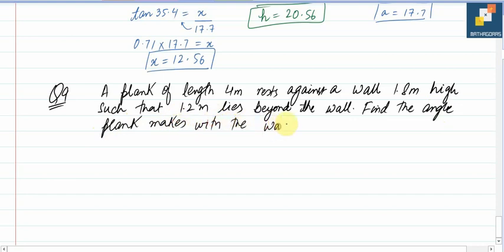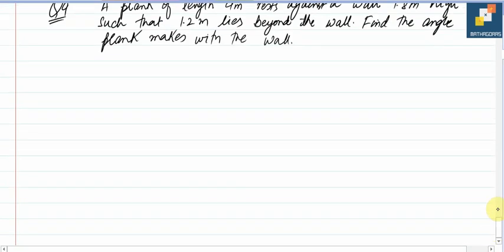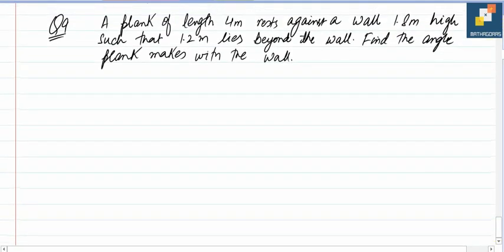Now I challenge you that only 10% of the students can do this question right. That is my challenge. So if you think you can do it, I welcome you. Stop the video and try it by yourself. Right? So first thing, what is a plank? Plank is basically a piece of wood, a long piece of wood. We call it plank. 4 meter rests against a wall.